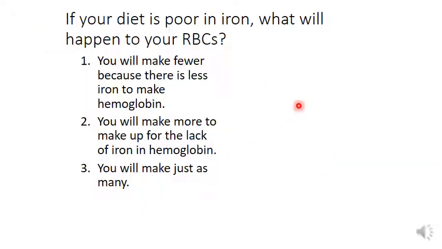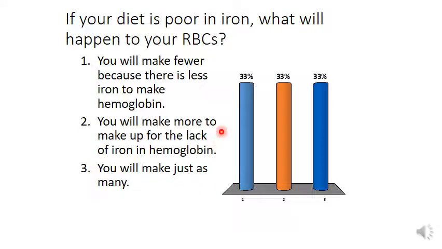So, as something to think about, if your diet is poor in iron, what do you think will happen to your red blood cells? Do you think you make fewer red blood cells because there's less iron to make hemoglobin, or you make more red blood cells to make up for the lack of iron in the hemoglobin, or nothing will change? What do you think? Obviously, you make fewer red blood cells, because there's less iron to make hemoglobin, which is needed in the red blood cells.